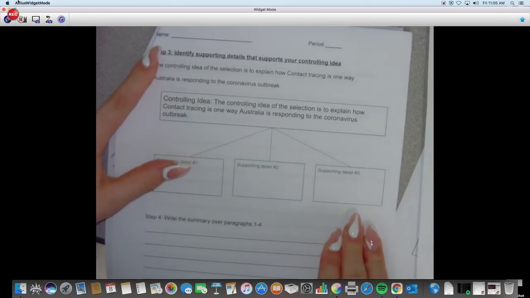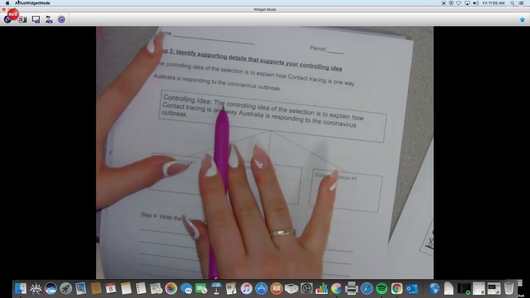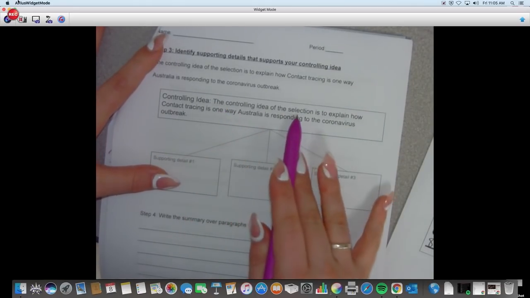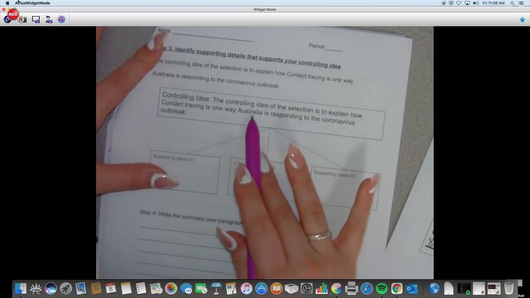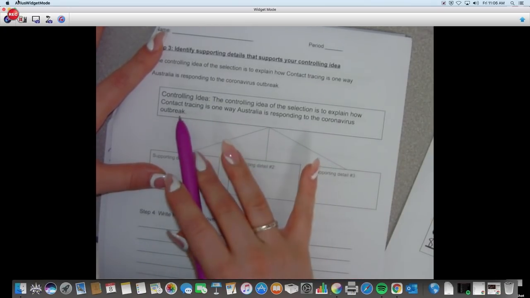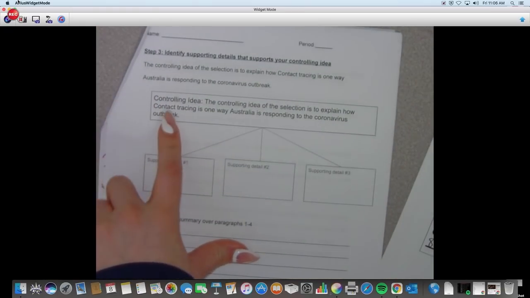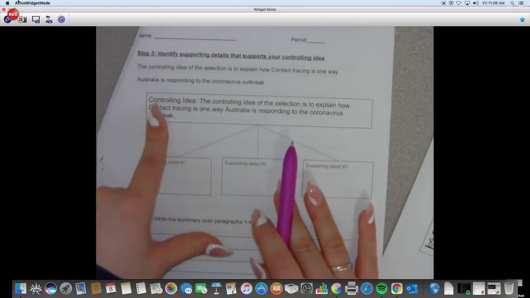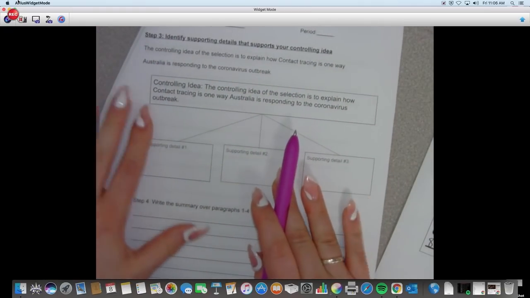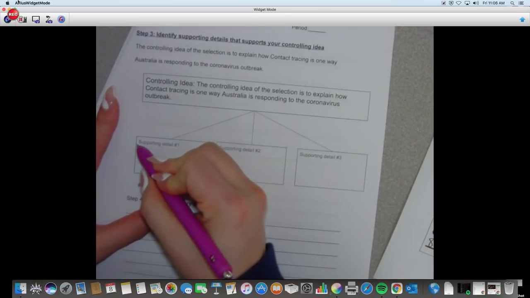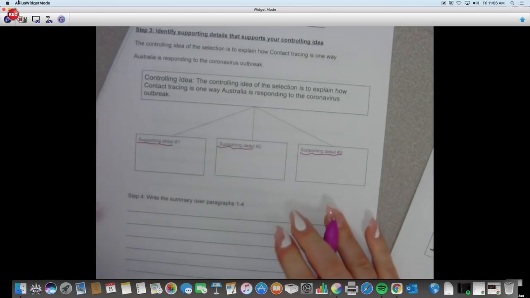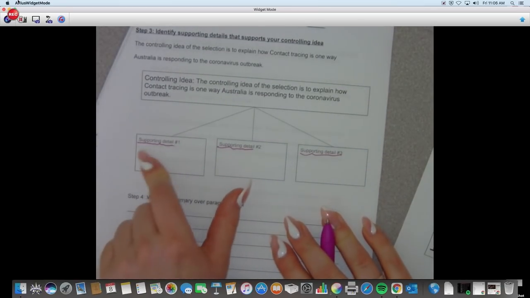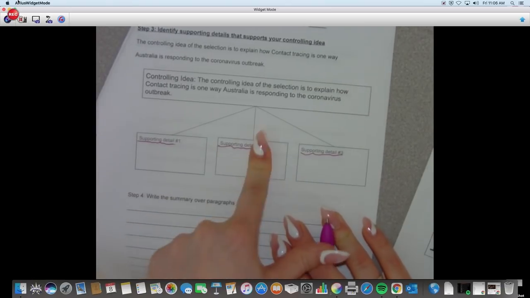Okay, so right here we have our controlling idea. The controlling idea of the selection is to explain how contact tracing is one way Australia is responding to the coronavirus outbreak. Look at us. We did really good on our controlling idea. So now we got to go back in the text and find details that support that this is what this selection is all about. So let me go back, and I'm only going to help you with one detail. You're going to have to find the other 2 details on your own.